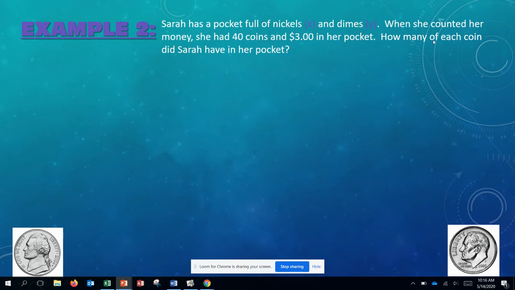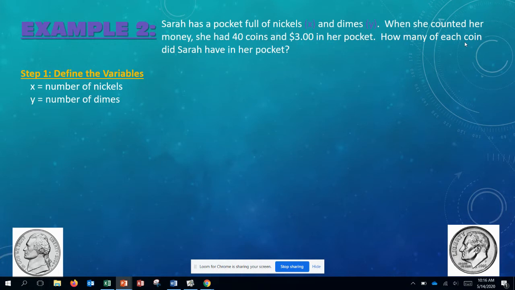Since we're asked how many of each coin, our x and y are going to be the number of nickels and the number of dimes. How many of each of those specific coins do we have? Okay, so those are our variables. Next, we want to write our system of equations. So when we write our system, we need to relate the quantities that we have to each other.